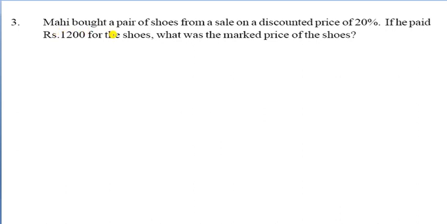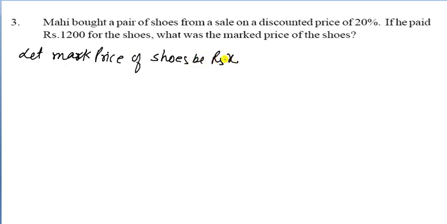Here, Mahi bought a pair of shoes from a sale at a discount price of 20%. So it is a discount. He paid rupees 1200 for the shoes. What was the mark price of the shoes? So let the mark price of shoes be rupees X. So it is given as discount.